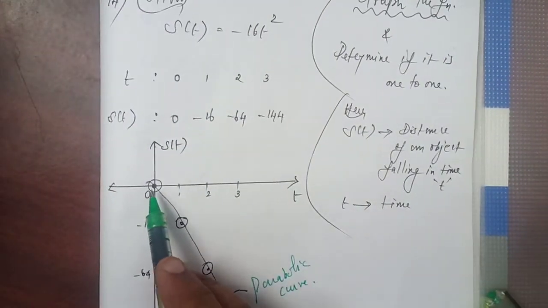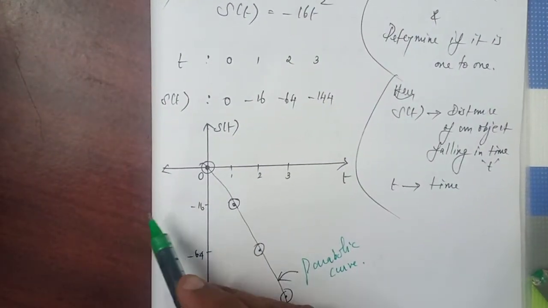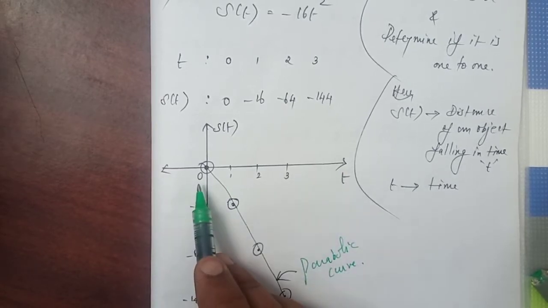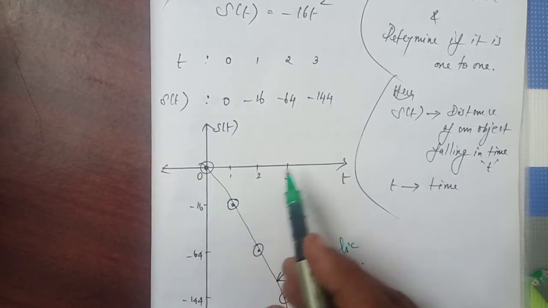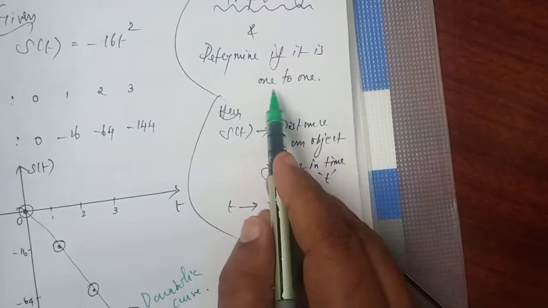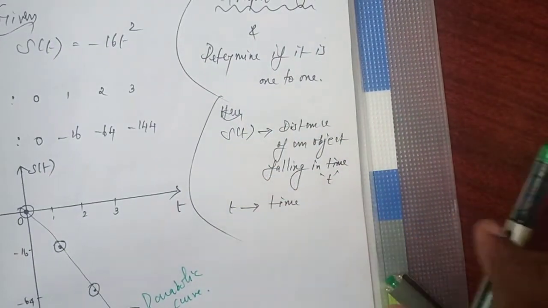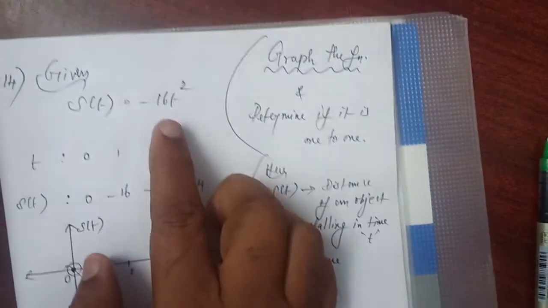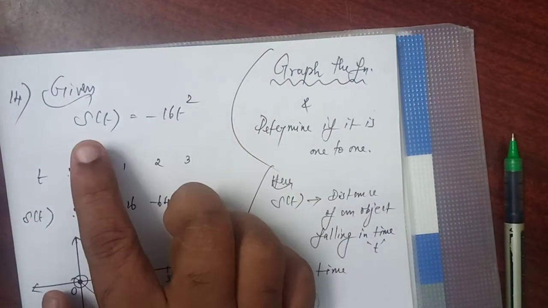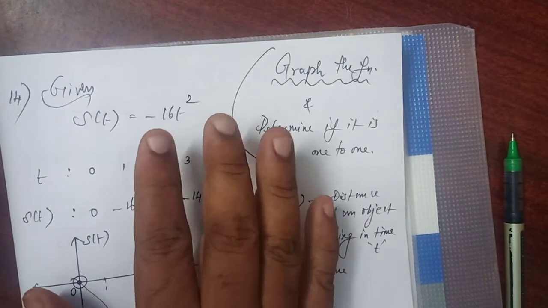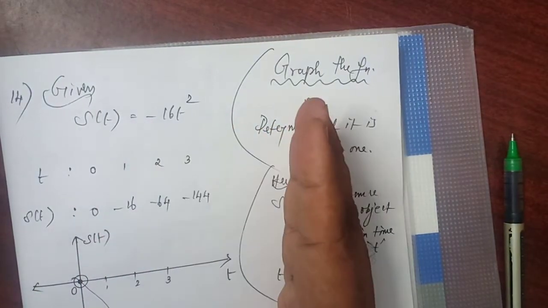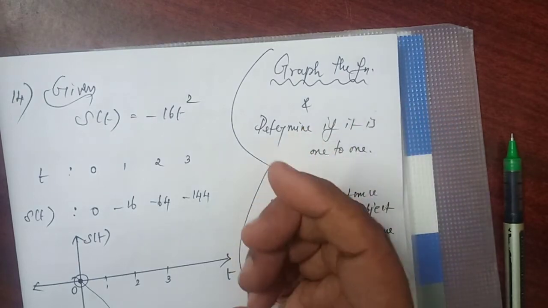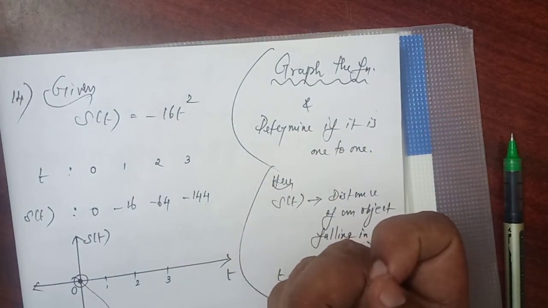Here there is no chance of getting the curve on the left-hand side of the y-axis because time cannot be negative. We can take only positive values, including 0. Now we have to verify whether it's 1 to 1 or not. For that I am going to consider s of t1 equals s of t2. If we consider s of t1 equals s of t2 and prove t1 equals t2, then s is a 1 to 1 function.